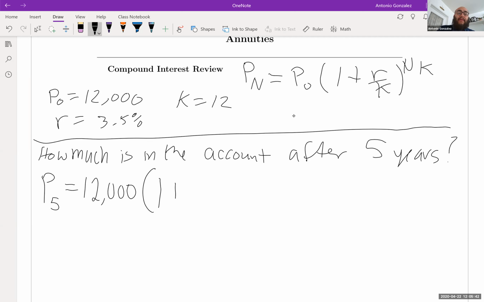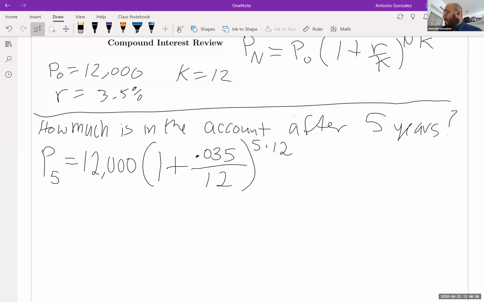Then 1 plus R. Remember, always change R to a decimal. And then N was 5, and K is 12. So we have it set up. We plugged everything in and wrote it all out, and now let's plug this into our calculator. So here, let me bring up the calculator.